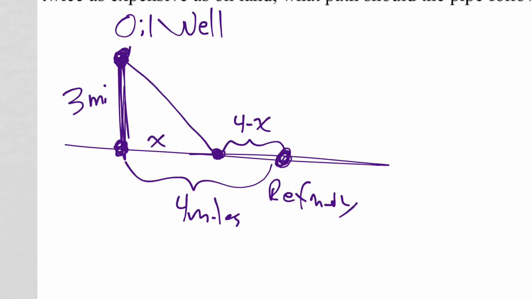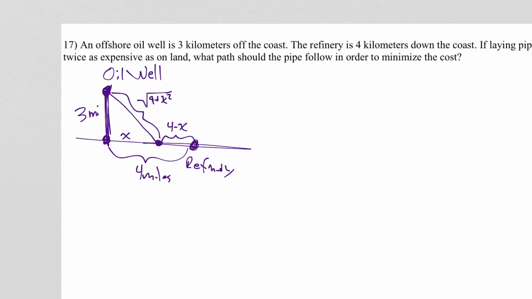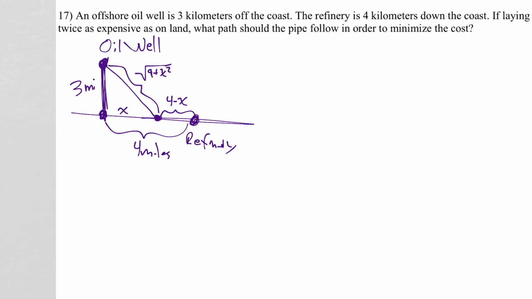Okay. Well, again, we're going to need to do some Pythag to figure out the hypotenuse, which is going to be the square root of 9 plus x squared. You can get there. Watch the last video if you can't get there. So, what do we have? Well, we have a slightly different scenario than the last time. Last time we were talking about speeds, but now we're talking about cost.